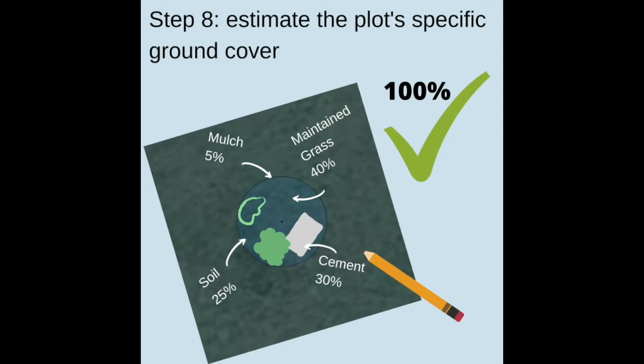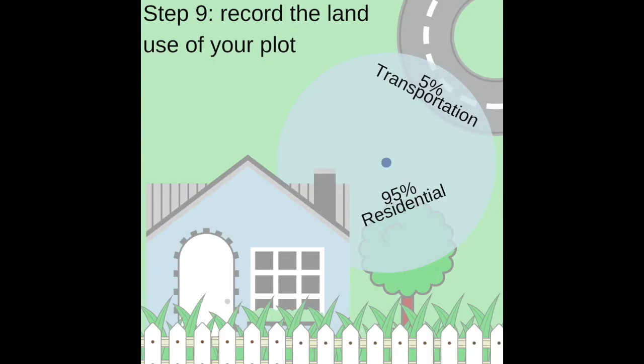If all of the plot is covered by grass, then you would record this as 100%. It's worth considering that if you have shrubs or trees in your garden, there may be some soil or mulch under them that you'll need to include.